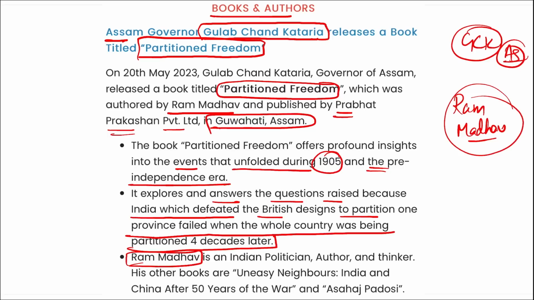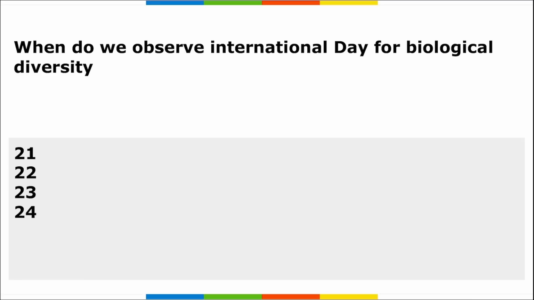Ram Madhav, who is the author, is an Indian politician, author and thinker. His other books are Uneasy Neighbors: India and China After 50 Years of the War and Asahaj Padosi. These are other books of Ram Madhav, and the new book that he has authored is Partitioned Freedom. Moving on.